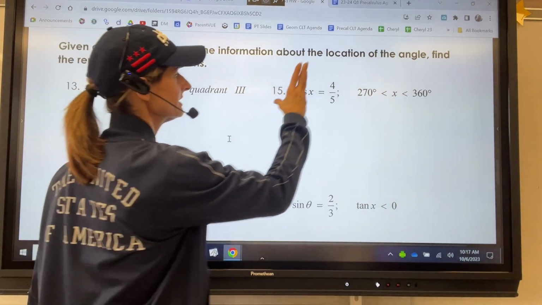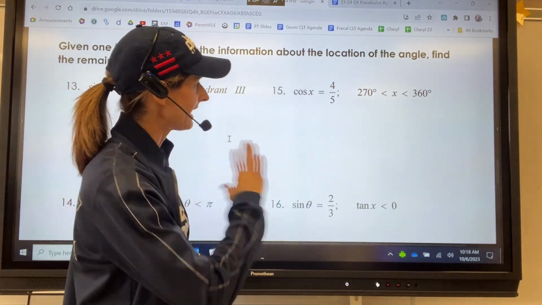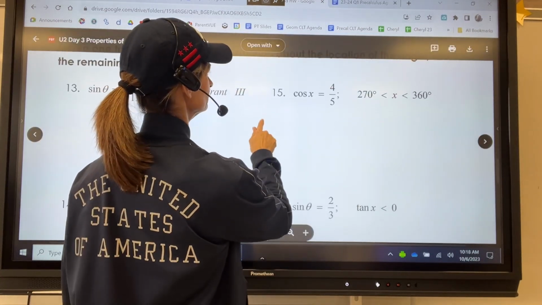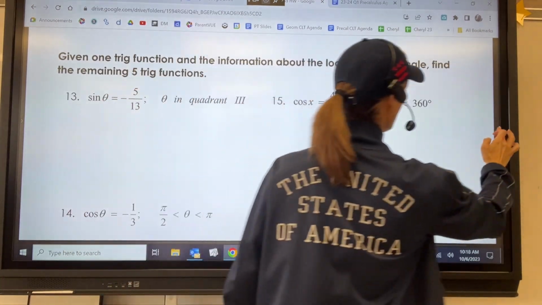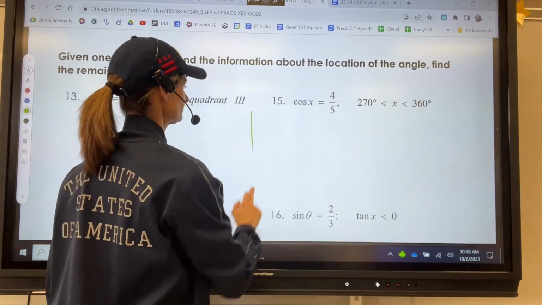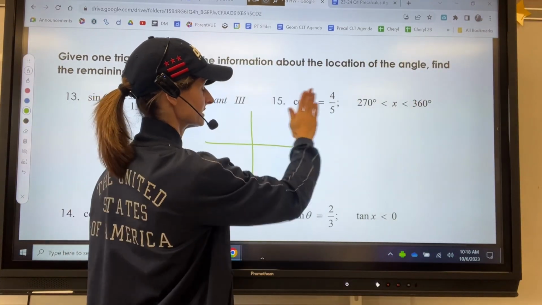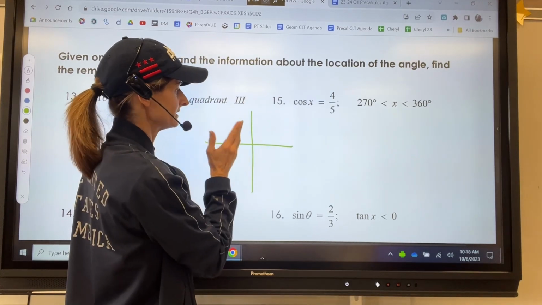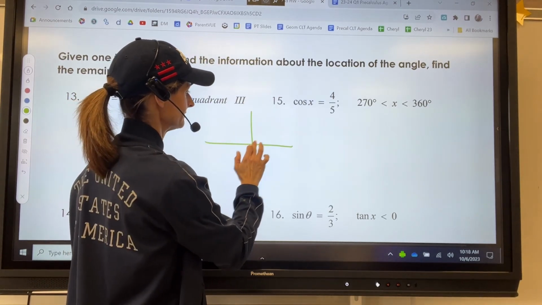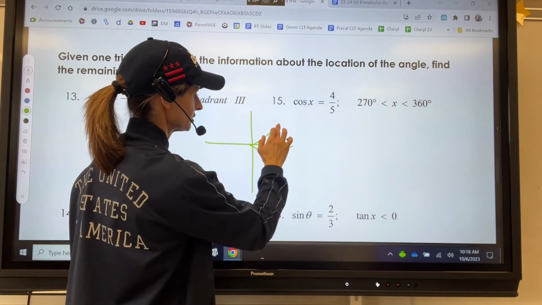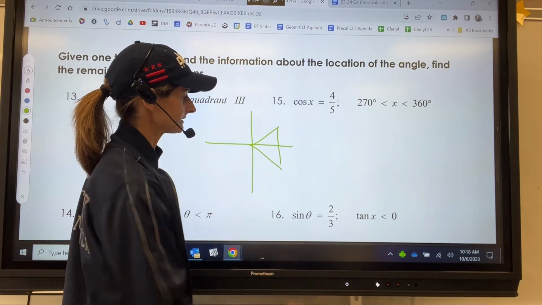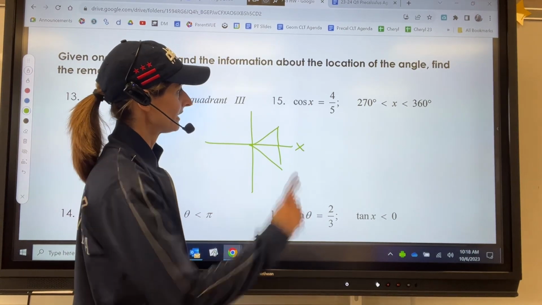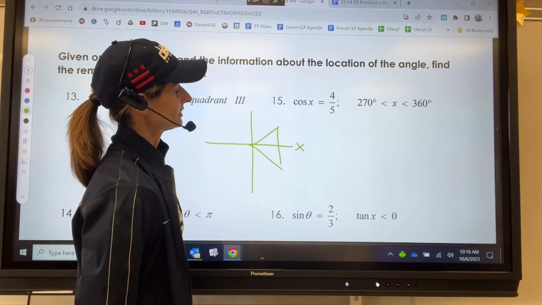They tell us cosine is positive. That only tells us, so far, just this first piece of information: cosine, which is x, is positive. Where is the cosine positive? It's going to be over here or over here. We're not sure. That's where the x values are positive. So that's what that first trig function tells us.